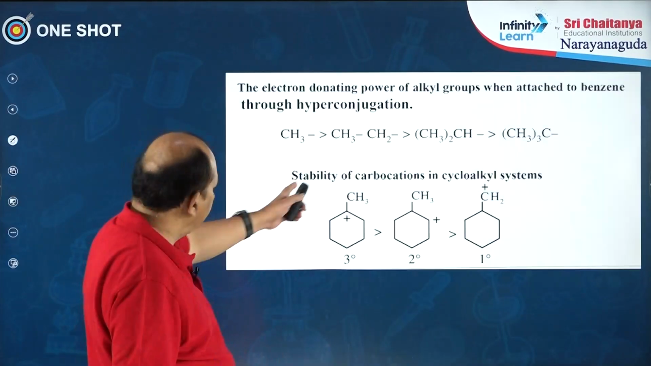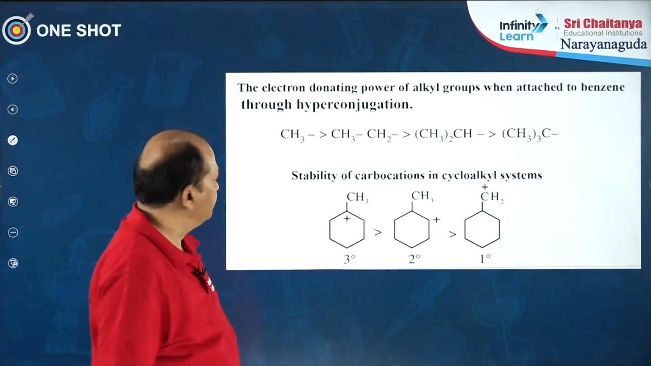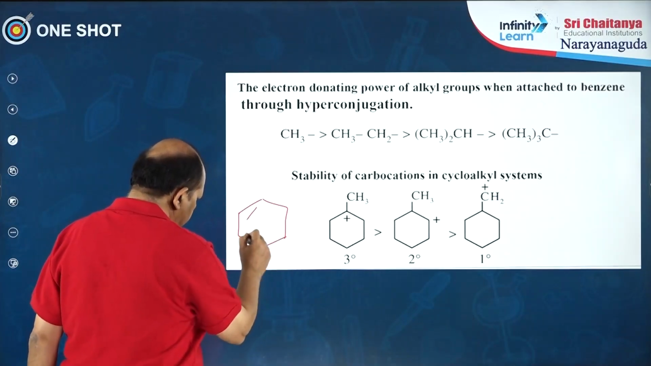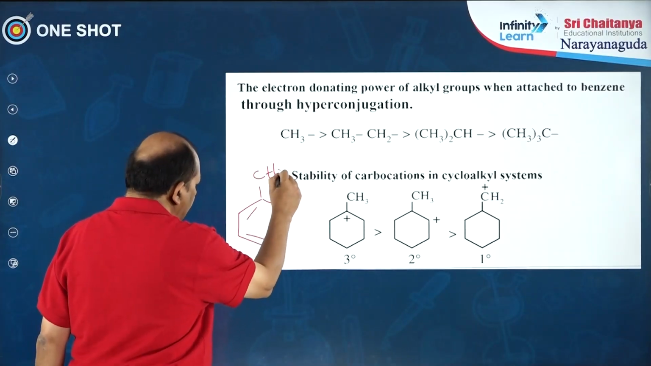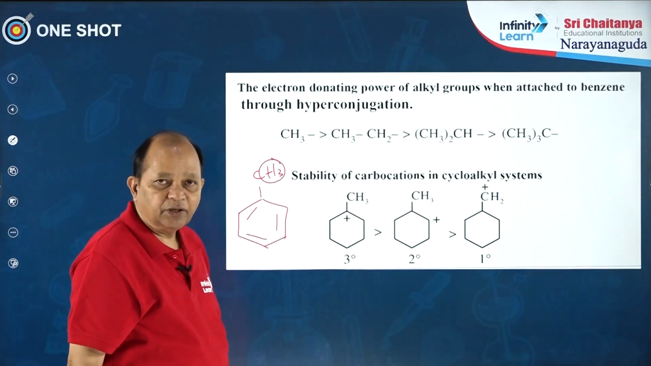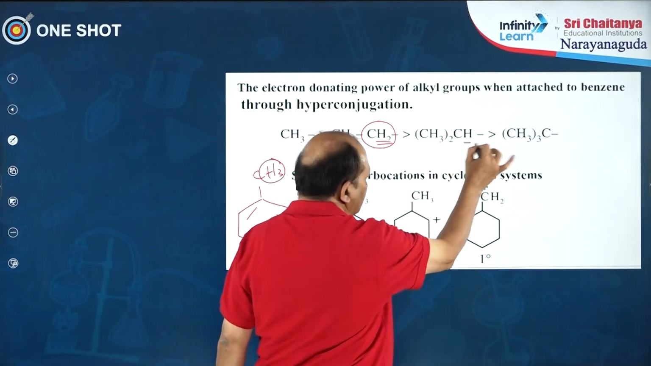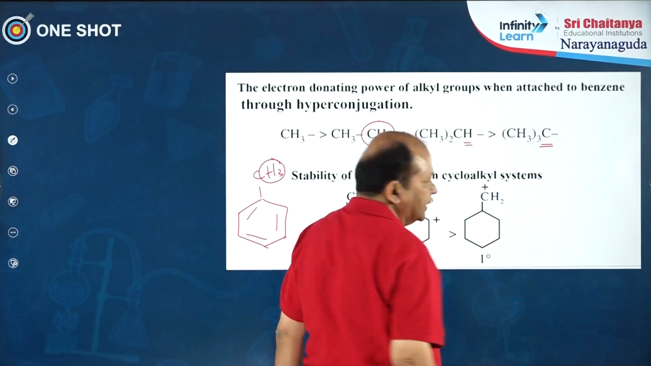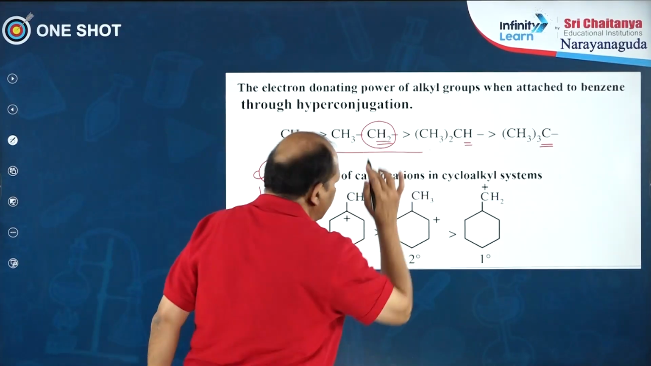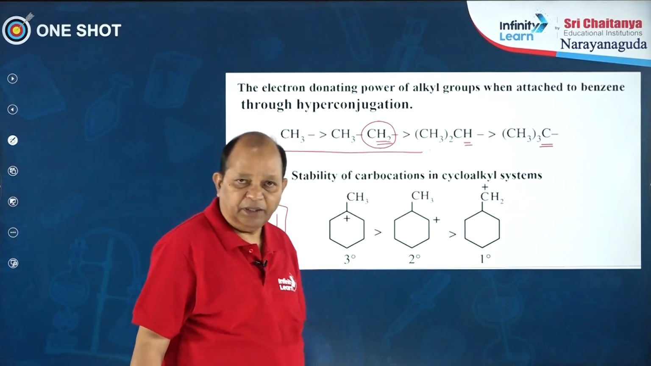Okay. Now, here is the electron donating power of different alkyl groups attached to a benzene ring. See here, if a methyl group is attached to the benzene ring, these three hydrogens can participate in hyperconjugation. In the case of ethyl, only two; isopropyl, only one; tertiary butyl, nil. So the electron donating power is also in the same order. And here the stability of carbocations has also been presented.